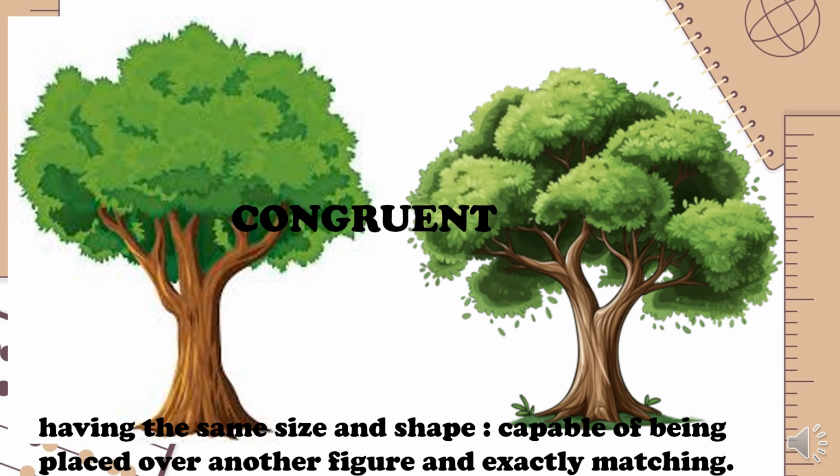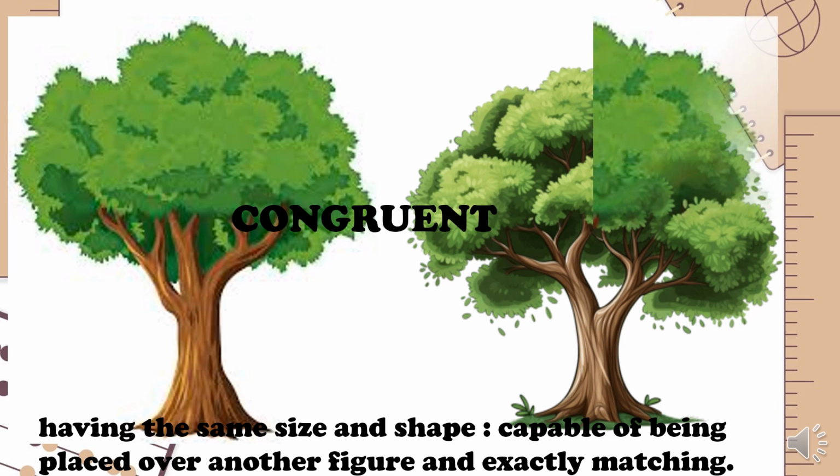They both are similar in size? No, they're not similar in size. And if we talk about the shape, their shape is also different. Both of the trees are different, so they are not equal according to their size and also not similar according to their shape. So we cannot call them congruent.